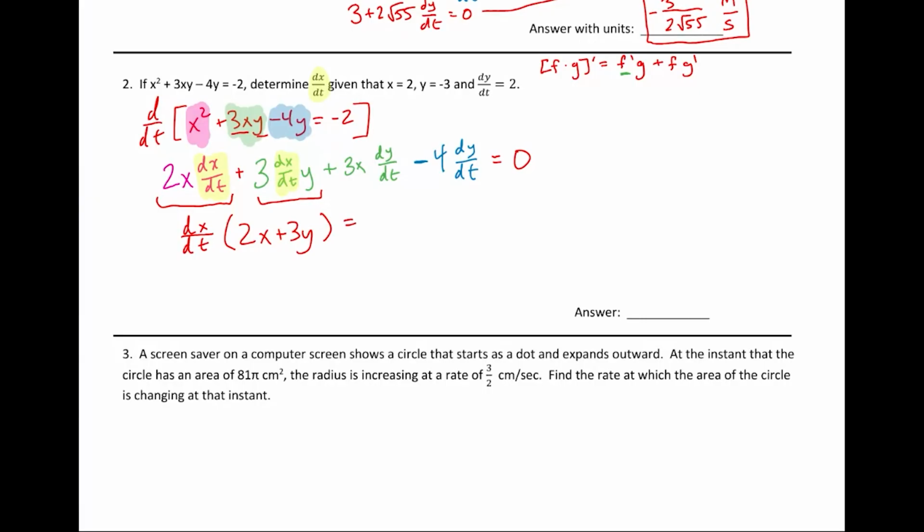Now, I really don't necessarily need to factor out the dy/dt, but I think it'll look kind of nice if I do. So I'm going to factor out that dy/dt, and I'll have 4 minus 3x.